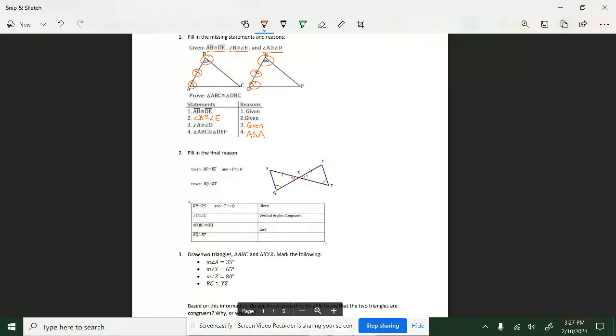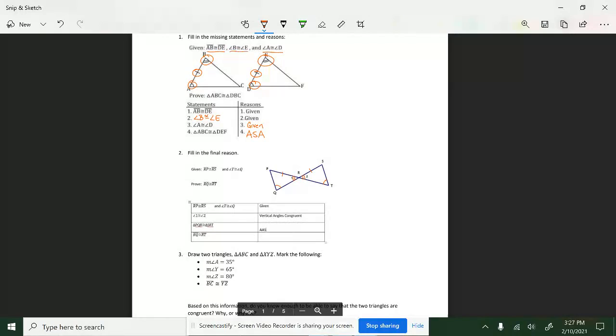And then now, once we have all that stuff marked on the triangles, we can say the 2 triangles, the triangle on the left, the triangle on the right, are congruent by angle, angle, side. We have 2 pairs of angles and then a pair of sides. So we just need a reason for this last step.